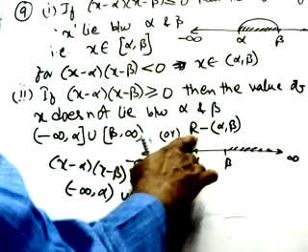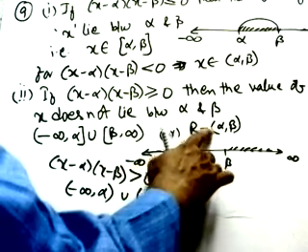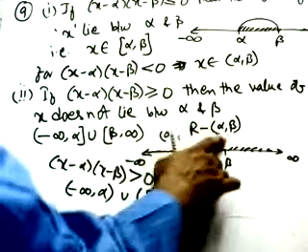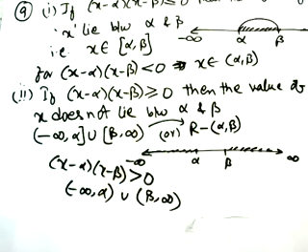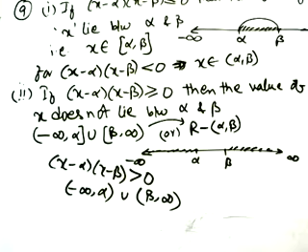Okay, this we can write in one more way, that is R minus the real numbers between alpha and beta. We can write this like this also: R minus [alpha, beta].